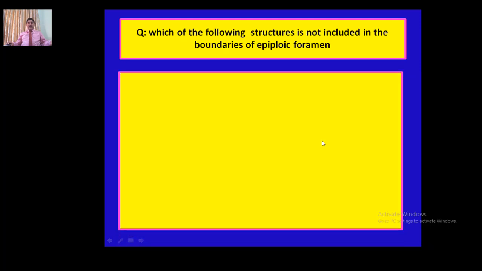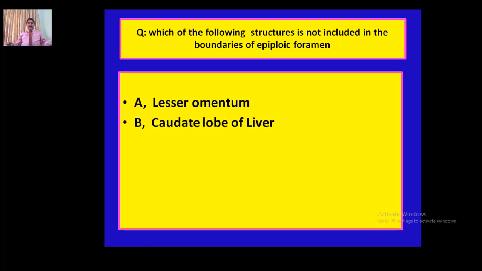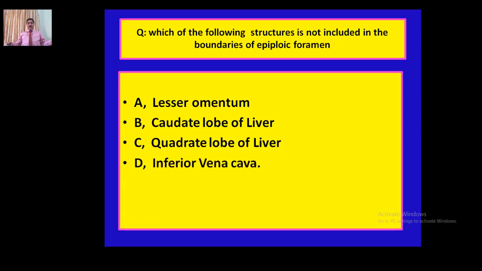Which of the following structures is not included in the boundaries of epiploic foramen? Lesser omentum, caudate lobe of the liver, quadrate lobe of the liver, inferior vena cava. Superior boundary of epiploic foramen is formed by the caudate lobe of the liver and not by the quadrate lobe of liver. So wrong option is C.